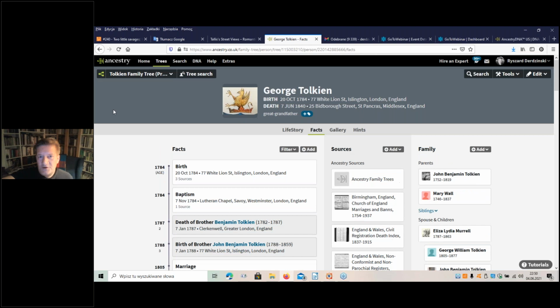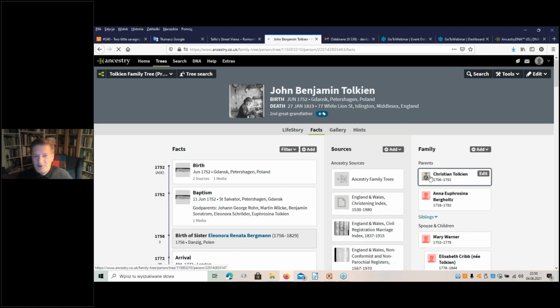So this is George Tolkien, a musician, a person who should be connected with Drury Lane Theatre Royal. And his father, a very interesting person. This is the start of my research, in fact, because I discovered the place of birth of this person. This is John Benjamin Tolkien I. He was born in June 1752 in Petershagen, Gdańsk, Danzig, in Poland.